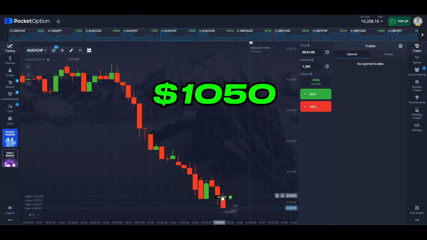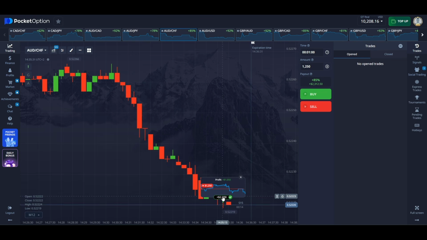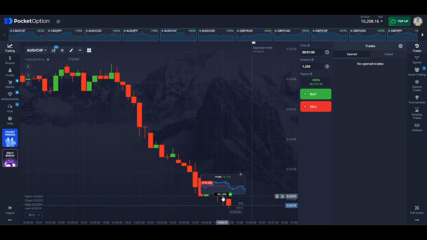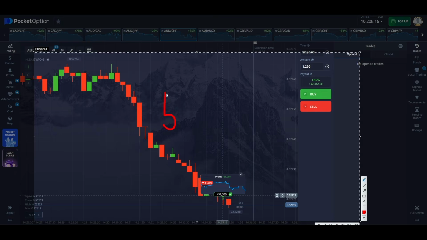An excellent final trade brings me $1,050, and as a result, I reach my goal and have doubled my deposit thanks to just one indicator. So, to sum up this video, we ended up with 5 winning trades and 1 loss. I think that's a very good statistic. As you can see, I managed to double my deposit with just 5 winning trades and 1 losing trade. That's pretty good statistics for a signal indicator like this.